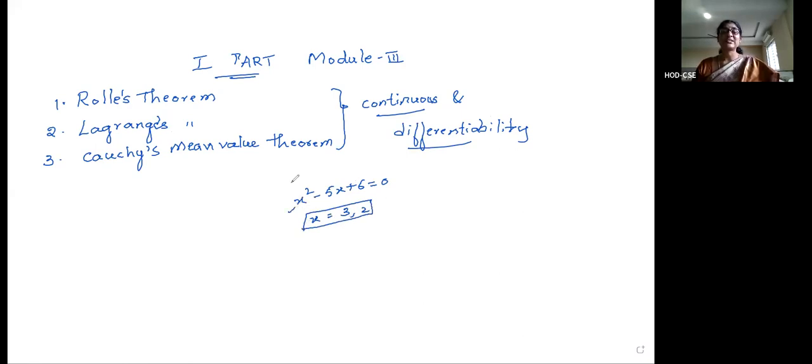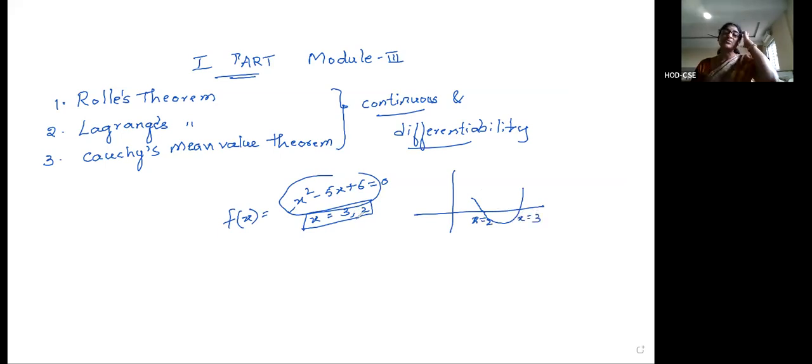That means this curve, f of x equal to x square minus 5x plus 6, meets the x-axis at x is equal to 2 and x is equal to 3. That is the meaning of the roots of the equation. So this meeting point is said to be the solution of the polynomial equation. The point where it meets the x-axis is called a solution of the equation.